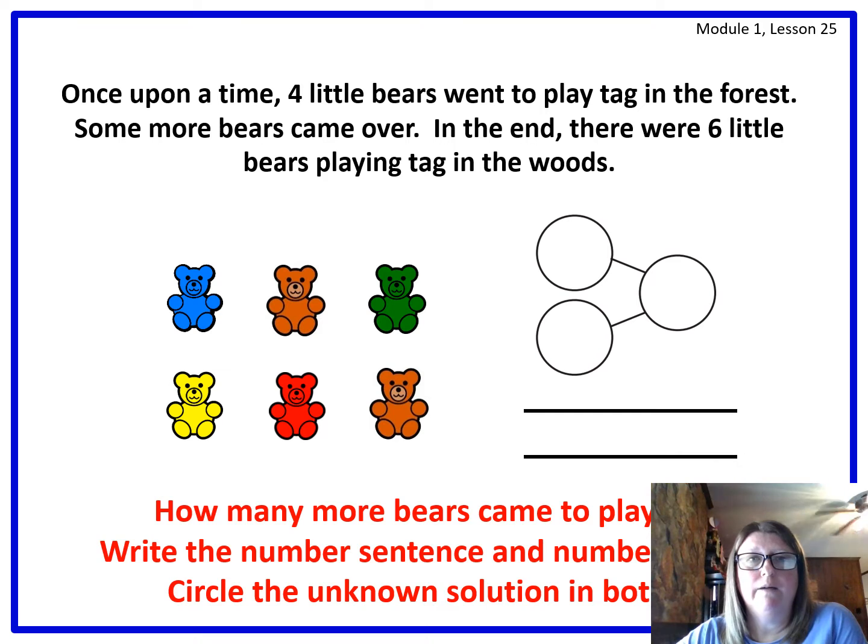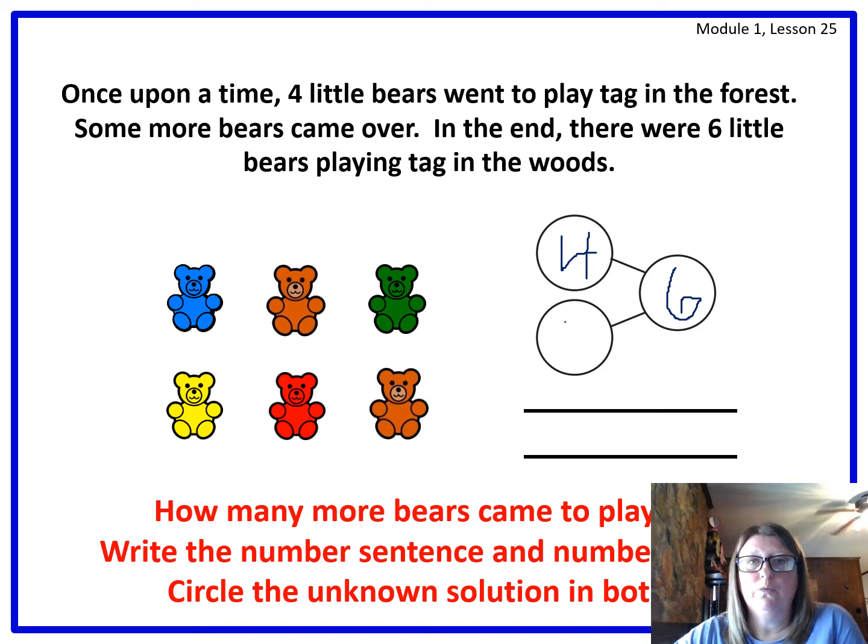So once upon a time, 4 little bears went to play tag in the forest. Some more bears came over. In the end, there were 6 little bears playing tag in the woods. So we know that 4 bears came over to play tag. Okay? And now we know that there are 6 in all.